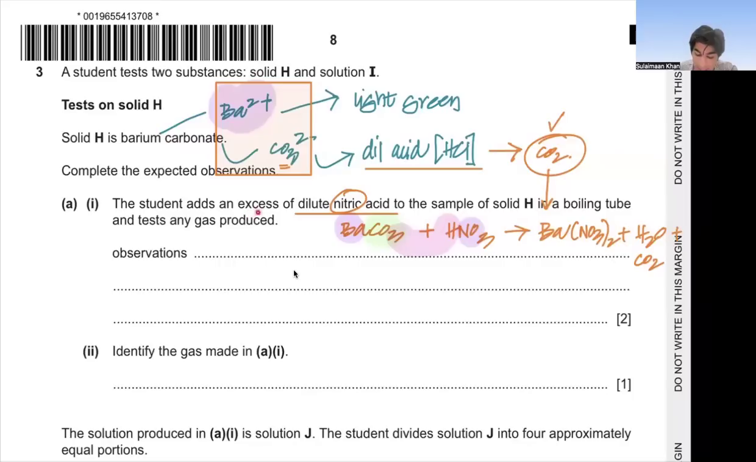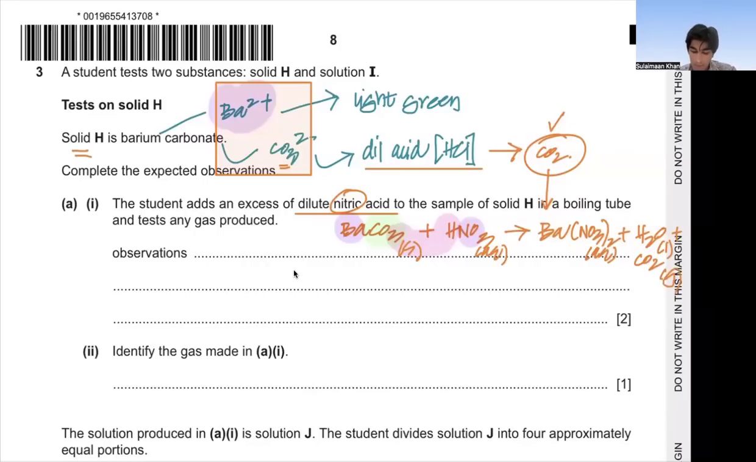The student adds excess acid. Excess acid means what? You see, it's saying a solid H. This was solid, acid is aqueous, and barium nitrate is aqueous. We know that nitrates are all soluble, right? And water is liquid, and carbon dioxide is a gas. I know my state symbols as well, right?